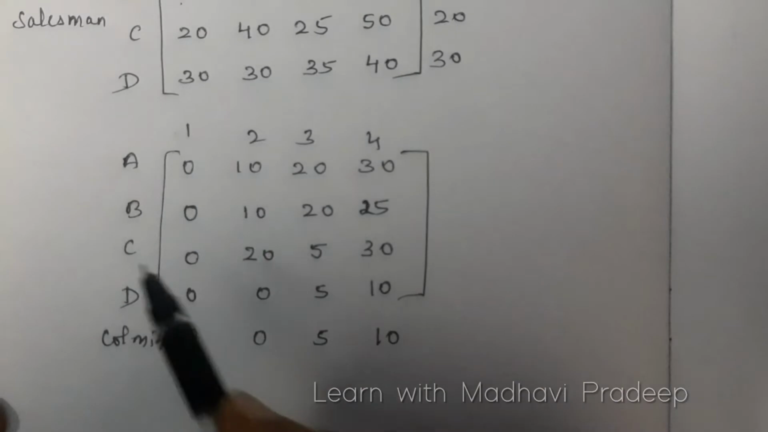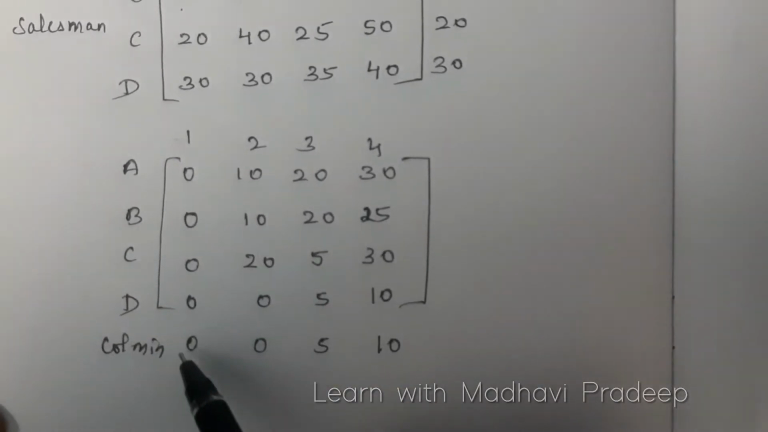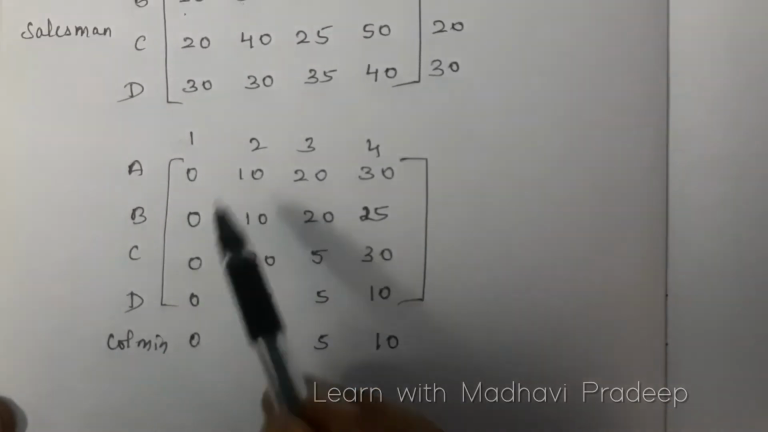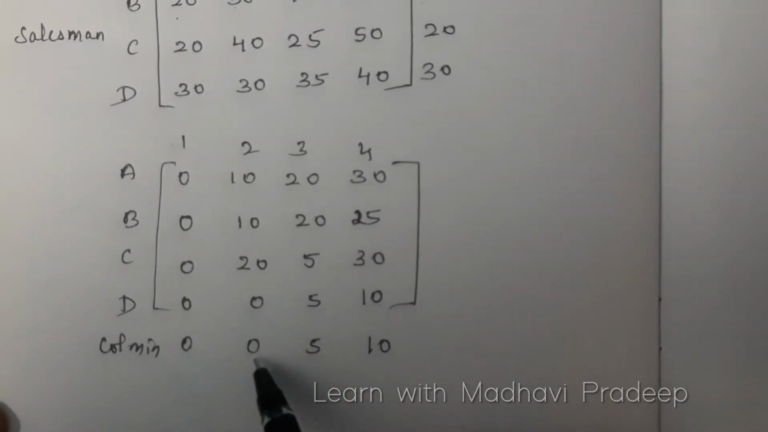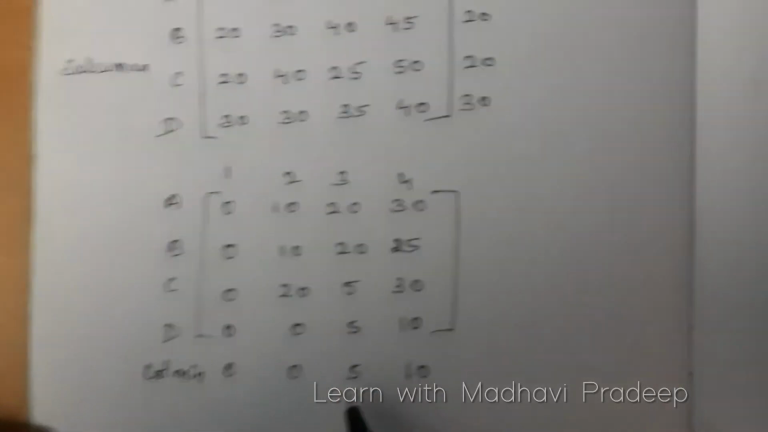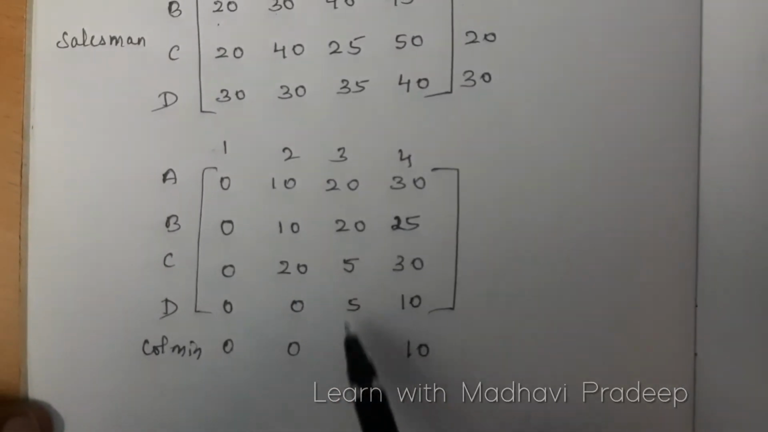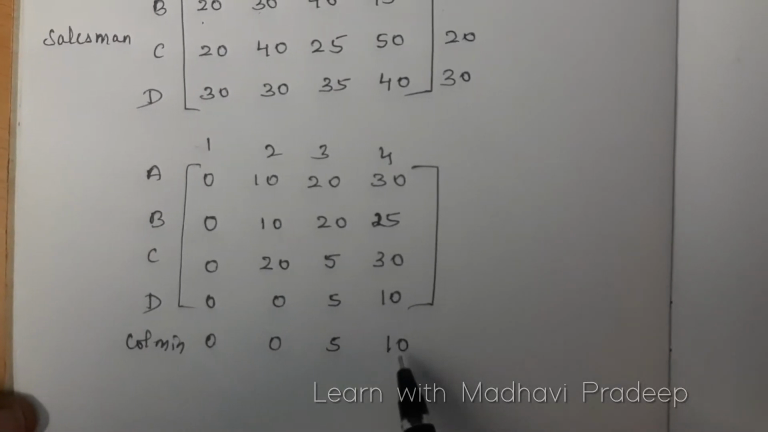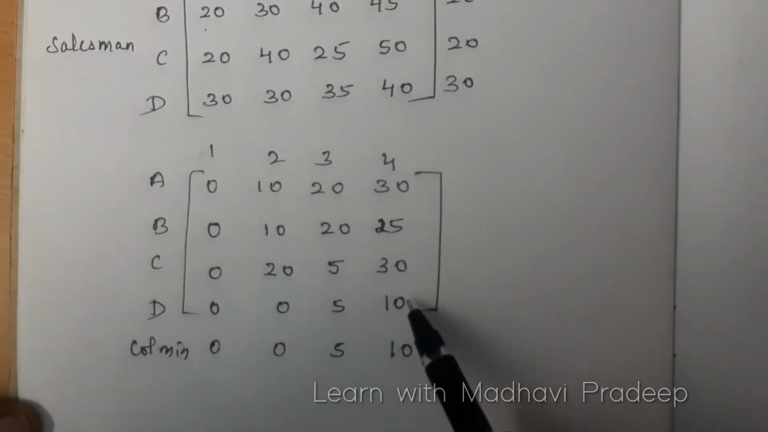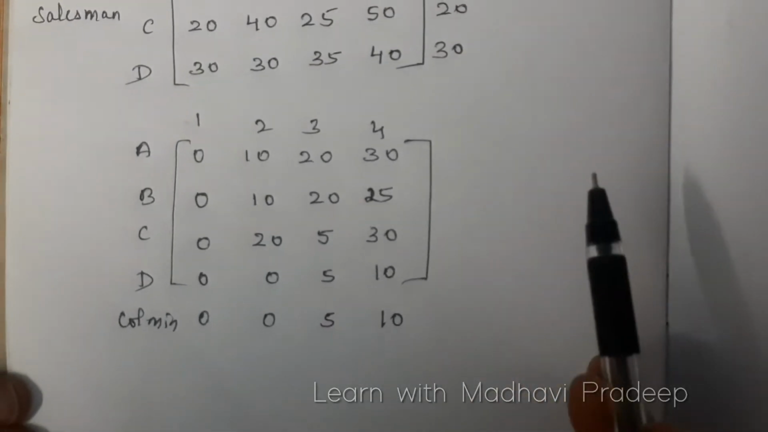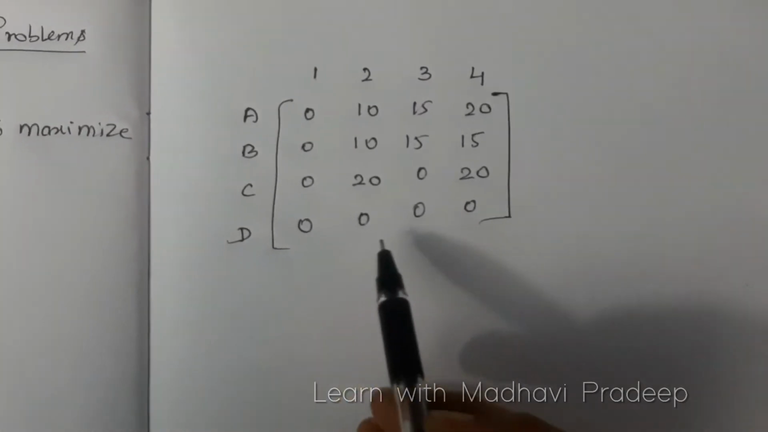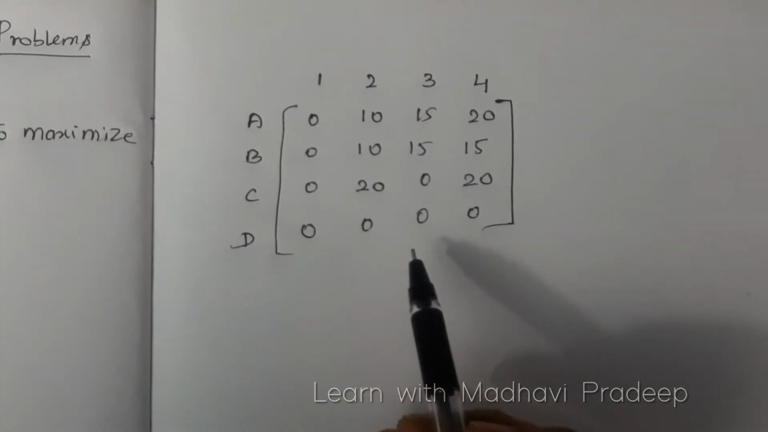Now same thing. For each column, this minimum value, that means in the first column is 0, right? Subtract this 0 with the other values. In the second column, minimum value is 0, right? So subtract this 0 with the other values. In the third column, 5 is the minimum value. Subtract this 5 with the other values. And in the fourth column, the minimum value is 10. So subtract this 10 with the other values. So you will get a new matrix. Write down that. So this is the new matrix we have got after the column reduction.